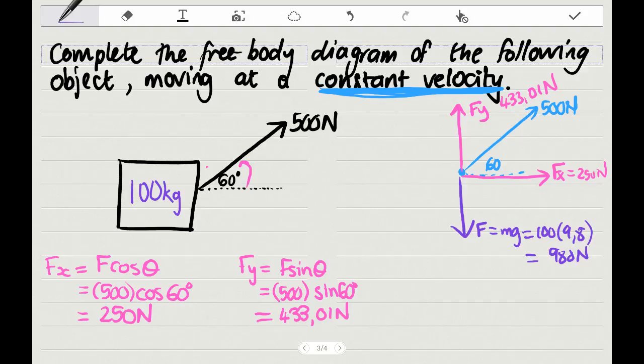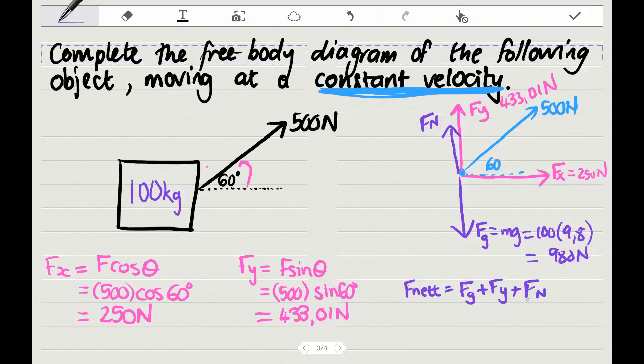This object is not in equilibrium, as in the net force is not 0. So what force is missing? You've guessed it. It's a normal force, because this object is resting on a surface. So we need to calculate the normal force. We know that F net is the sum of the forces on the same plane. So it's Fg plus Fy plus Fn.